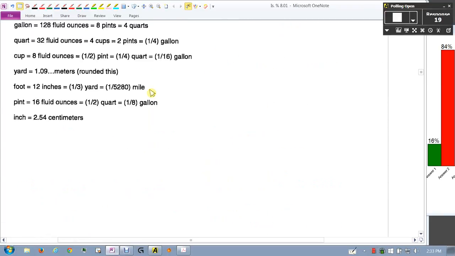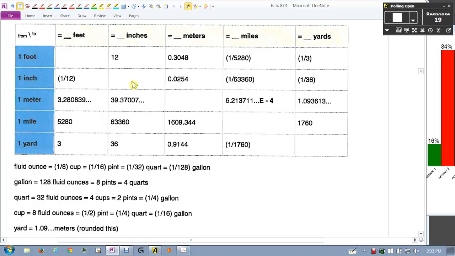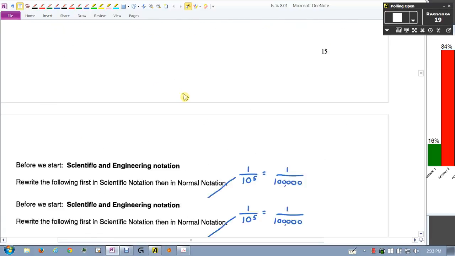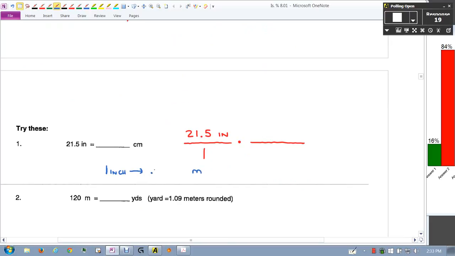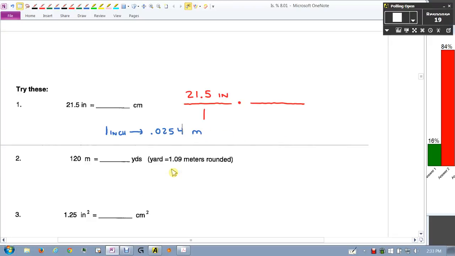We just saw it up here, right? 1 inch is 0.0254 meters. So I could say 1 inch. I put the whole word inch instead of just in there, and then I'm going to put 0.0254 m for meters. So I had the relationship, right?